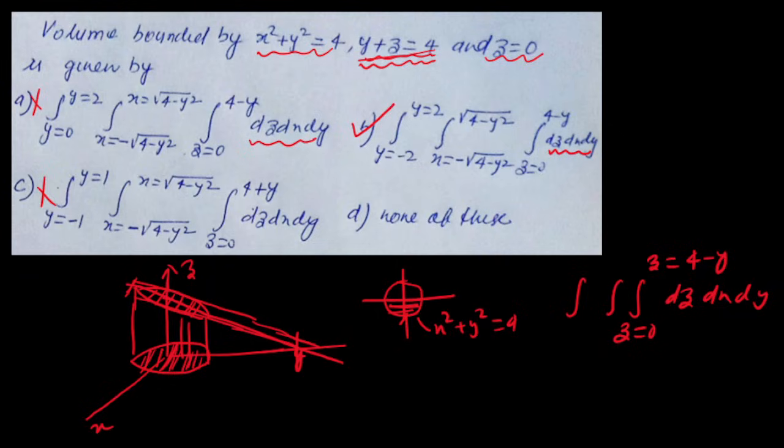So the top surface projection in xy plane will be a circle, that is x square plus y square is equal to 4, whose limit will be decided like this. So this is the correct option, B. Okay.